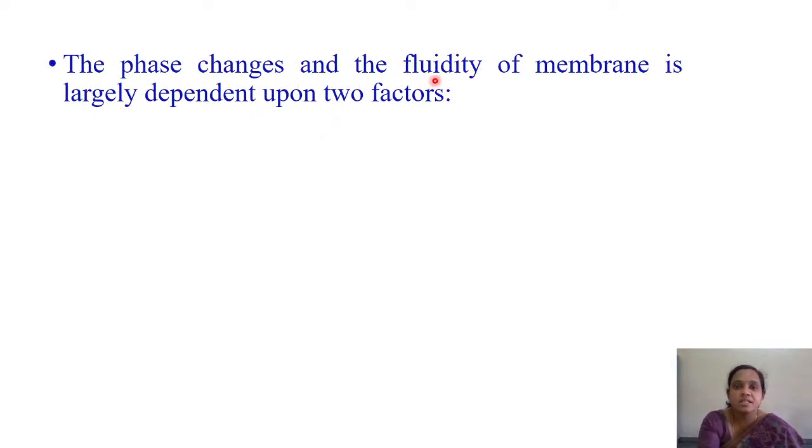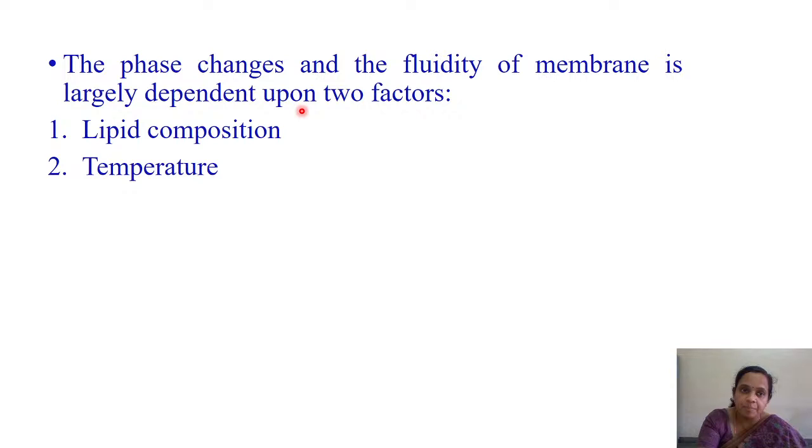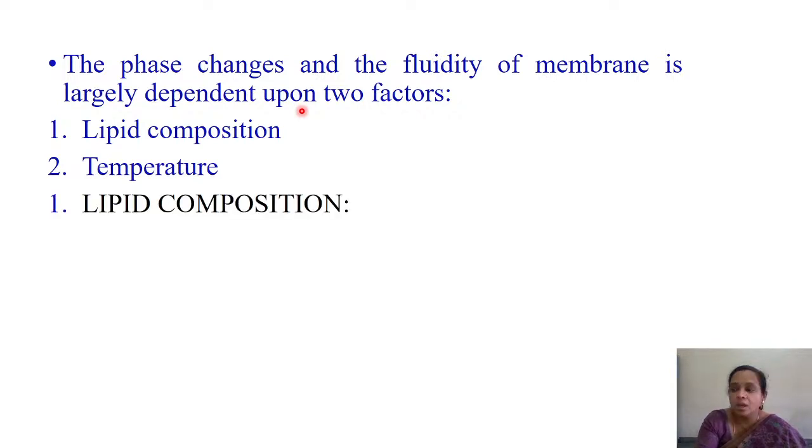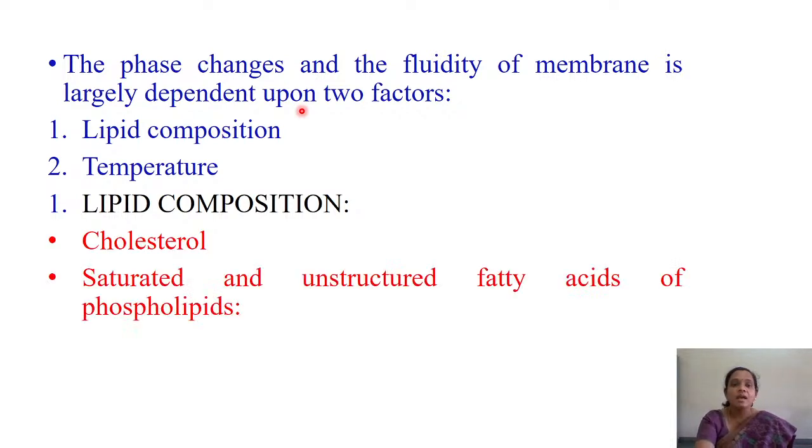The phase changes and the fluidity of the membrane are largely dependent upon two factors: the lipid composition and the temperature. Now, we'll see the lipid composition. What is the lipid composition that determines it? Cholesterol and saturated and unsaturated fatty acids in the phospholipids determine the fluidity. Cholesterol will try to make it stable. The presence of saturated and unsaturated fatty acids makes it more fluid in nature.